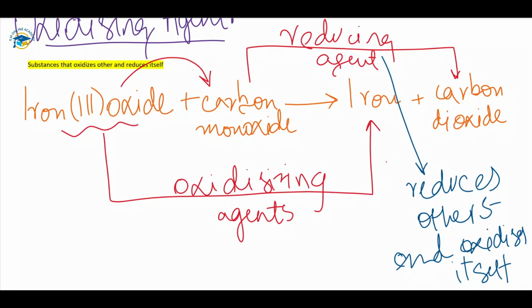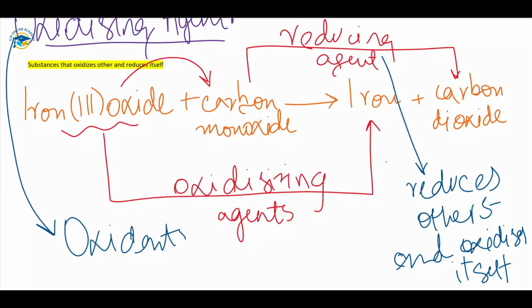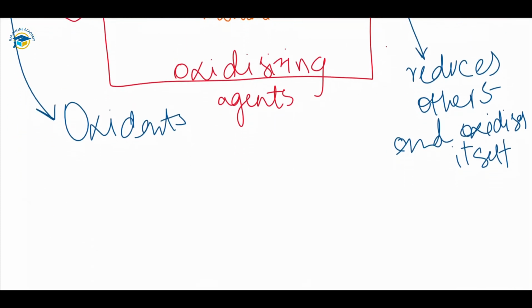Oxidizing agents are sometimes also called oxidants, and we have some examples. The commonest oxidizing agent is oxygen present in the air, which oxidizes substances, like what we have read about: corrosion and rancidity in butter.